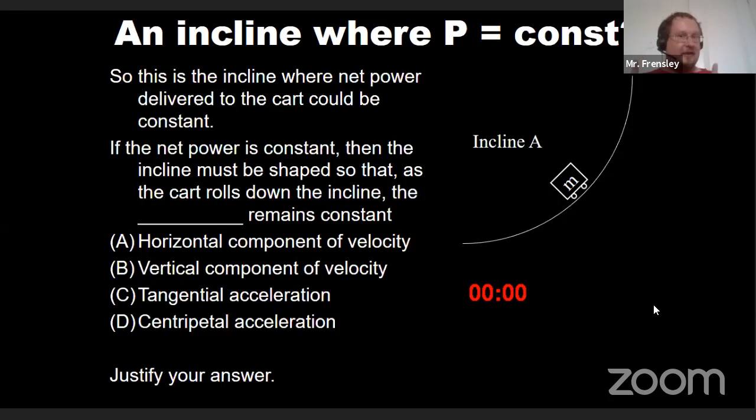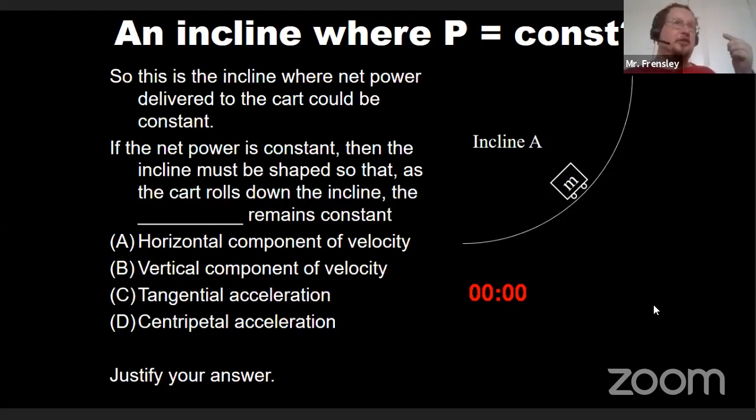Here, the trick is this. You ask yourself, there's a constant power delivered to this cart. What does that mean? That means the cart is gaining the same kinetic energy every second. But don't think about kinetic energy. Ask yourself, where does the kinetic energy come from for this cart? I don't see any springs or gasoline. It's got to come from potential energy. You see, gravitational potential energy.